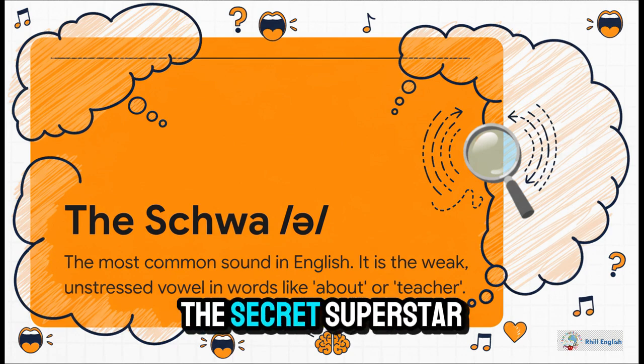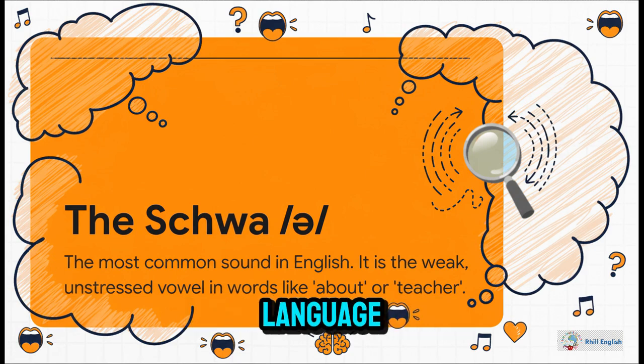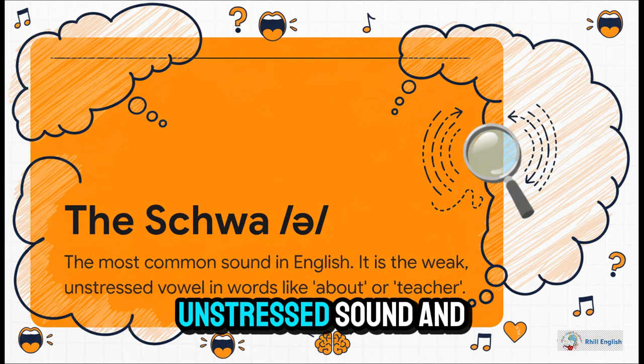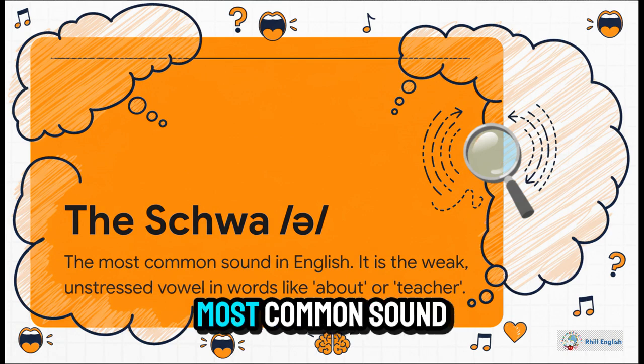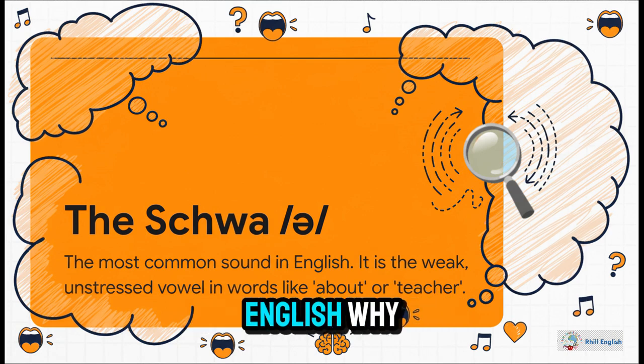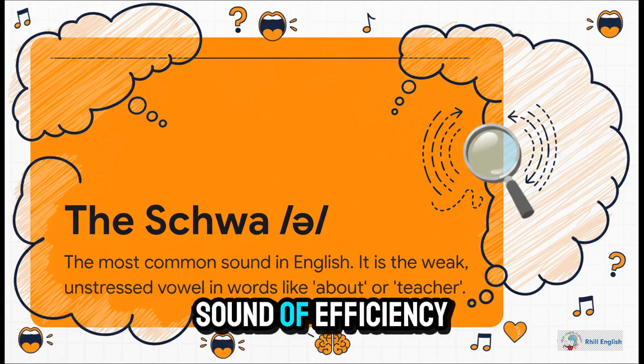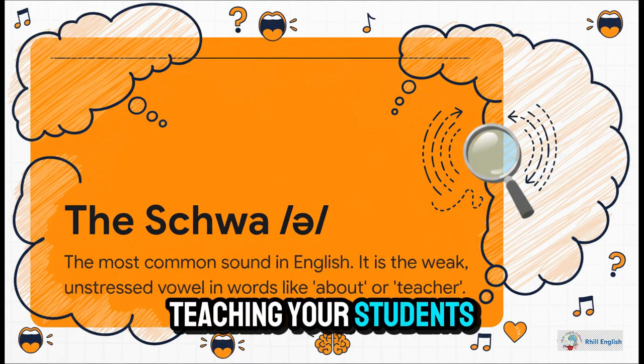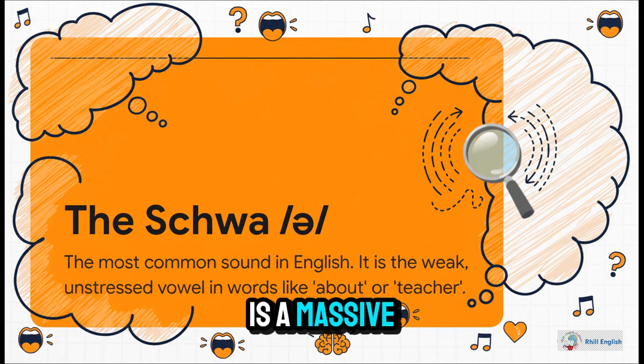And it is the secret superstar of the English language, the schwa. It's just a lazy, neutral, unstressed sound. And it's the single most common sound in all of English. Why? Because it's the sound of efficiency. Teaching your students to hear and use the schwa is a massive shortcut to sounding so much more natural.